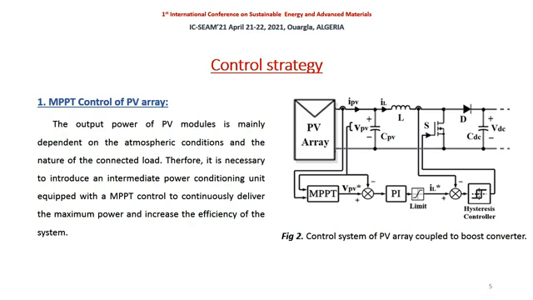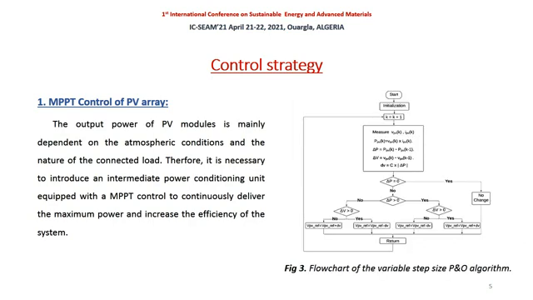For the first control loop, PA controller is used which generates the reference inductor current depending on the error between the PV voltage and its reference generated by the MPPT controller, which uses variable step size perturb and observe technique. Its principle is presented in this flowchart.